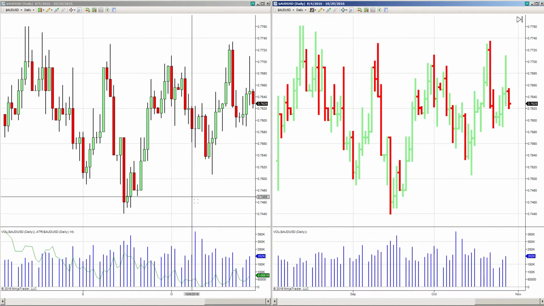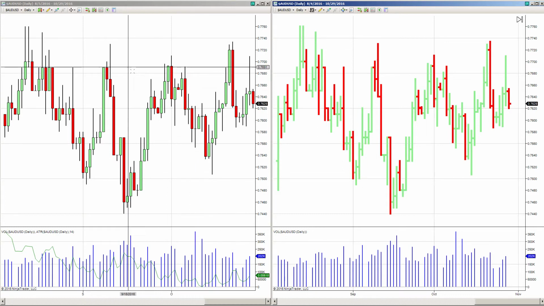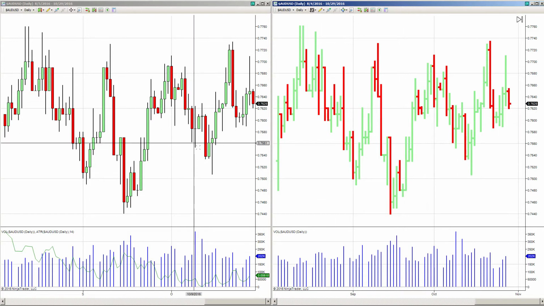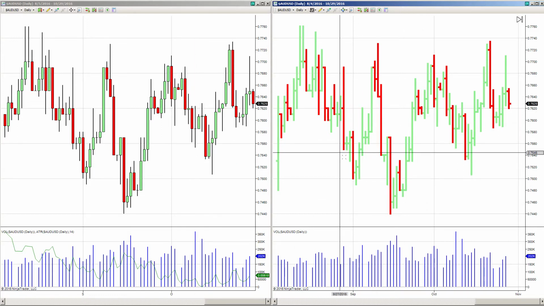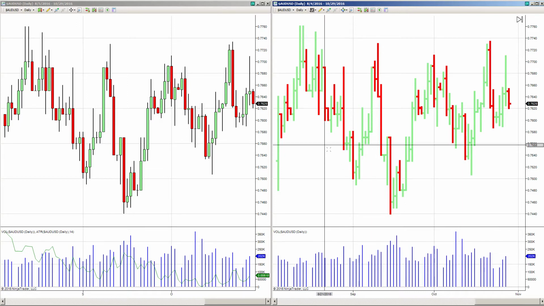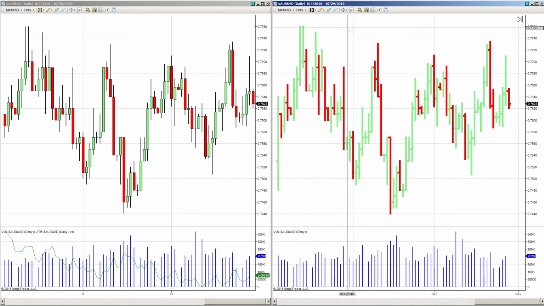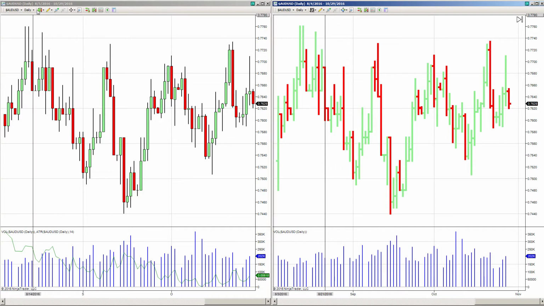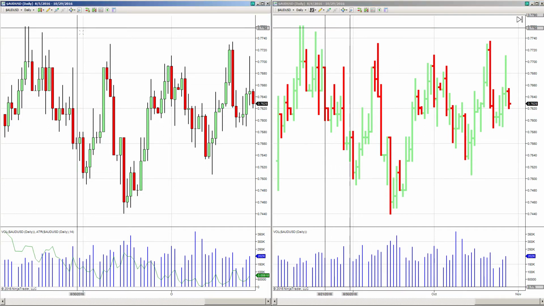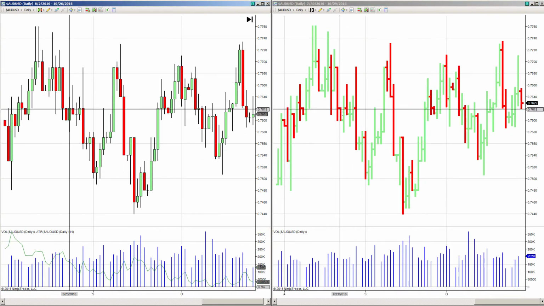Now you can see we have the same time period pulled up on both the daily candlesticks and daily bar charts, and the bar charts end up being a little bit more messy, and it's hard to see exactly what happened during certain periods. We'll highlight this area right here on both the daily charts for the candlesticks and the daily charts for the bar charts.